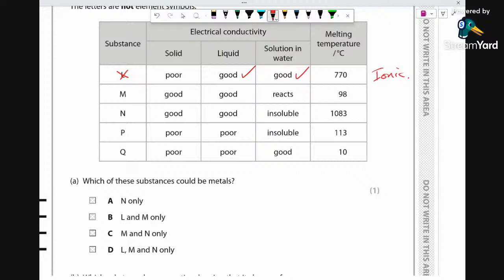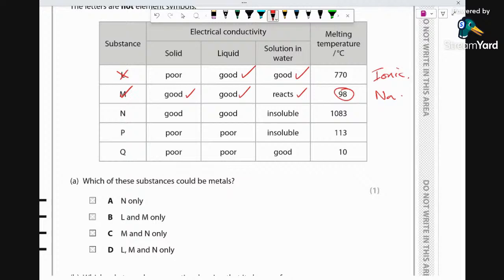Next, M is good as a solid, good as a liquid, and reacts in water. So that's going to be a group 1. That's sodium, by the way. That's a metal. The clever thing is that they're looking to throw you off with the reaction with the water. So this is sodium metal. I recognize the melting point. So this is Na. This is a tick for the metal.